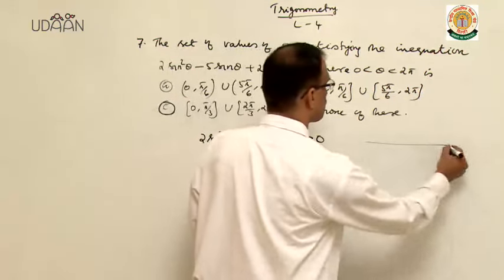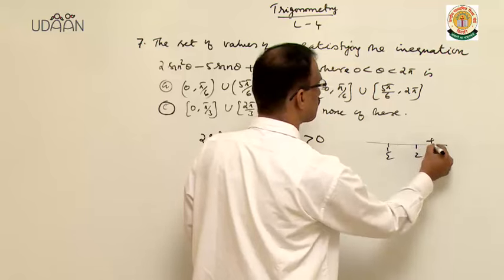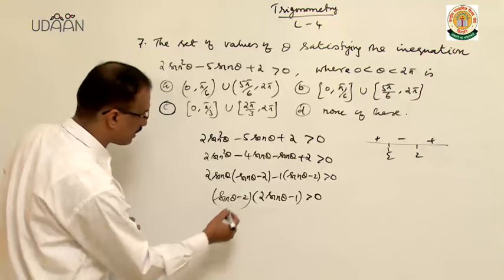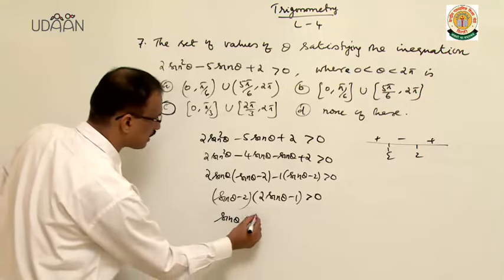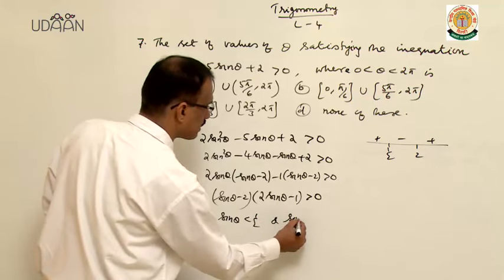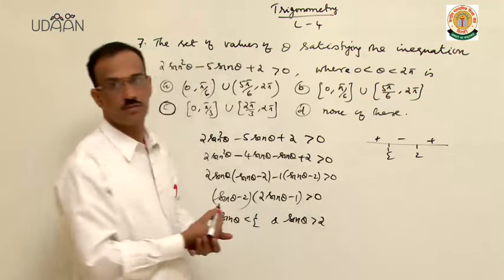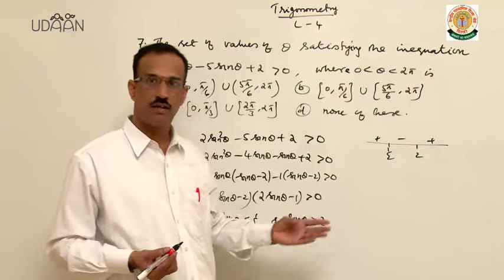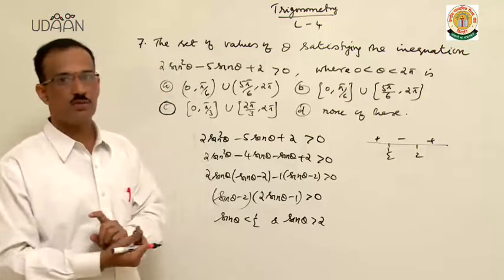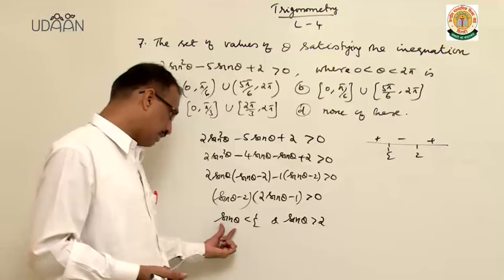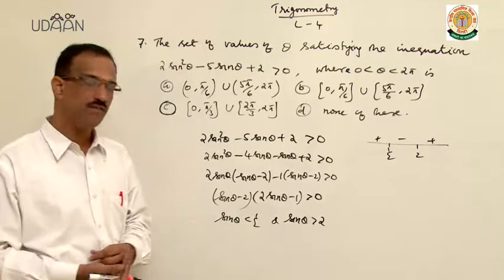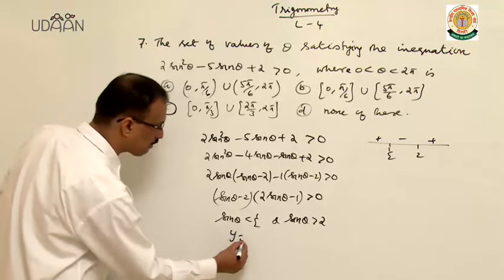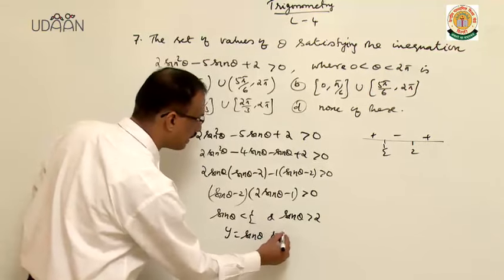So, if you draw the number line with half and 2, sin theta must be less than half or sin theta is greater than 2. This is not possible, because sin theta values lie between minus 1 and 1 only. So, we have the inequation sin theta less than half, and this is possible.